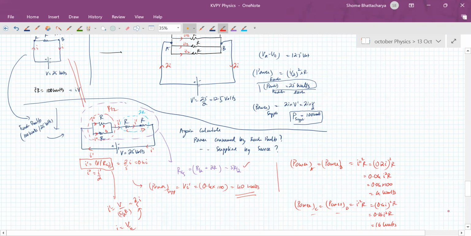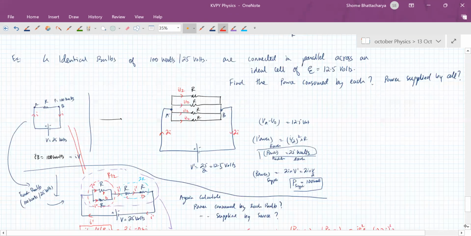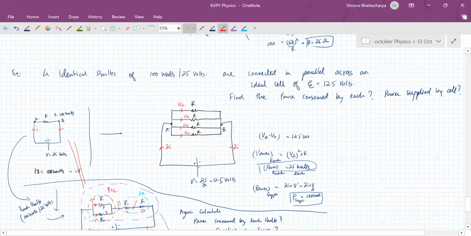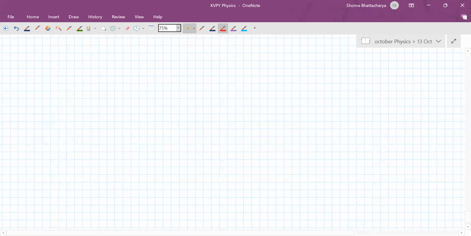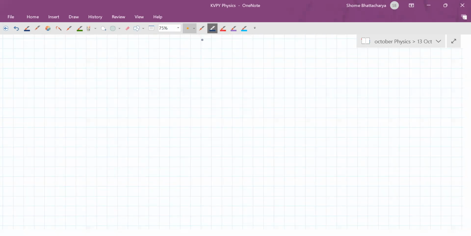So these are simple calculations, but based on concepts of energetics as well as equivalent resistance, like series and parallel combination, and also the inclusion of internal resistance concept. All this put together is all about our current electricity topic.